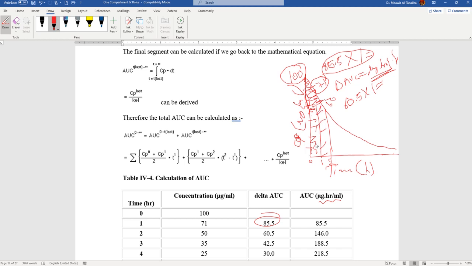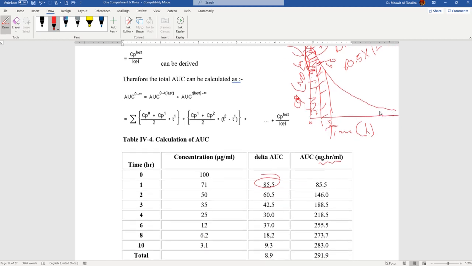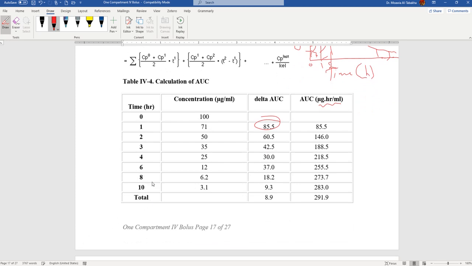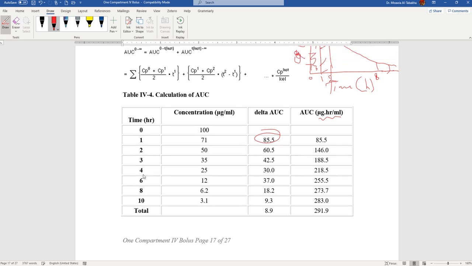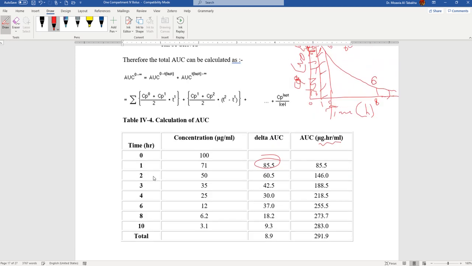طيب you can do this for the others but let us go just before the last one, اللي هي الاريا هون. For example, look at the last two. At 8 hours, هذا at 8 hours the concentration is 6.2 and at 10 hours the concentration is 3.1.